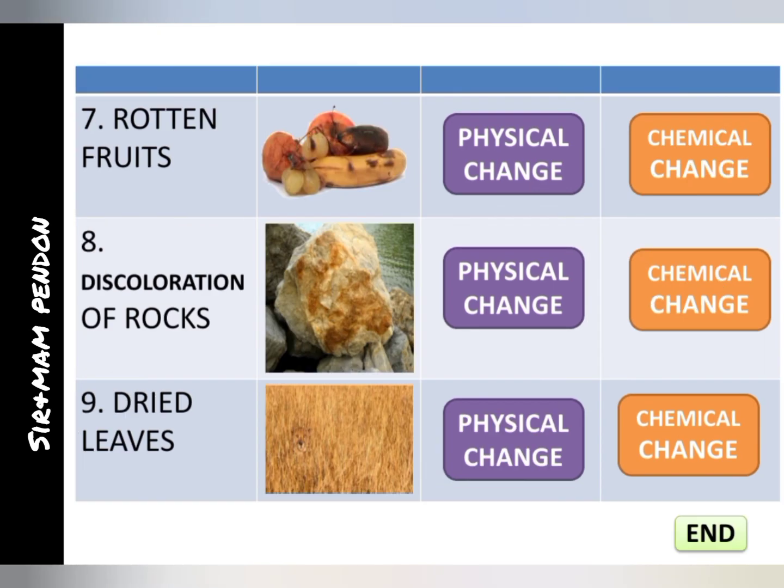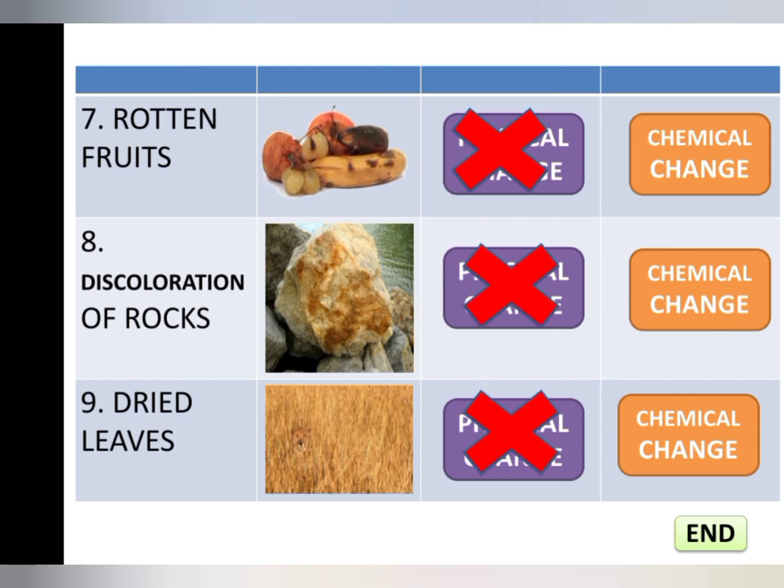Next. All right. Number 7, rotten fruits. What change does it undergo? Physical or chemical change? Number 8, discoloration of rocks. Physical change, chemical change. Dried leaves. Physical change or chemical change? Let's see. They all fall into chemical change.